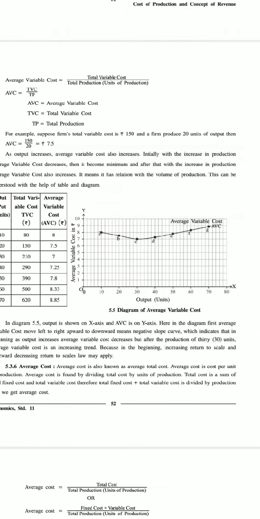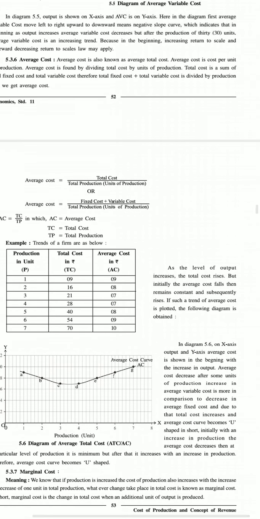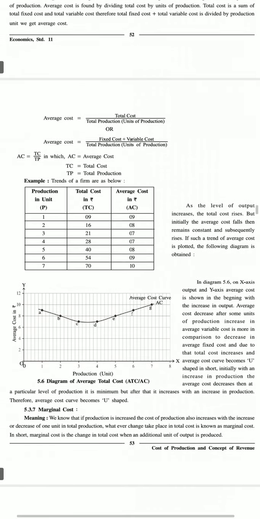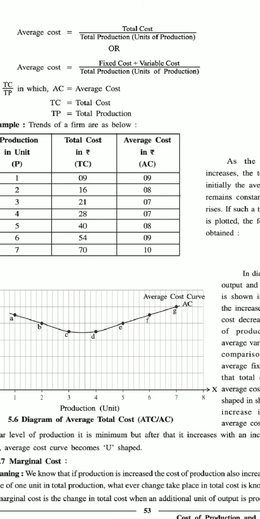Now moving on to our next curve, that is the average cost curve. Now you can see the figures as shown earlier. The average cost is obtained by dividing the total cost by the production units. So 9 by 1 gives you 9, 16 by 2 gives you 8. In the same way, when you move on to 17 by 7, it gives you 10. Now here you can see the figures 9, 8, 7 and 7.